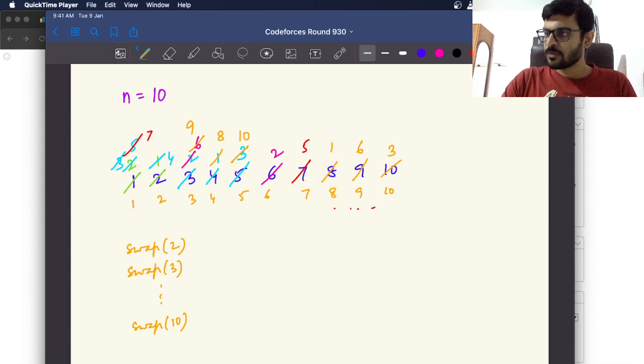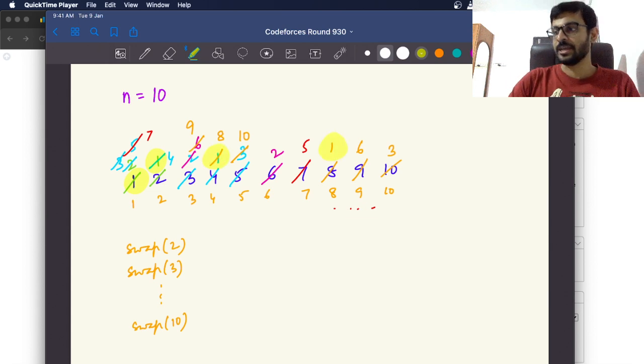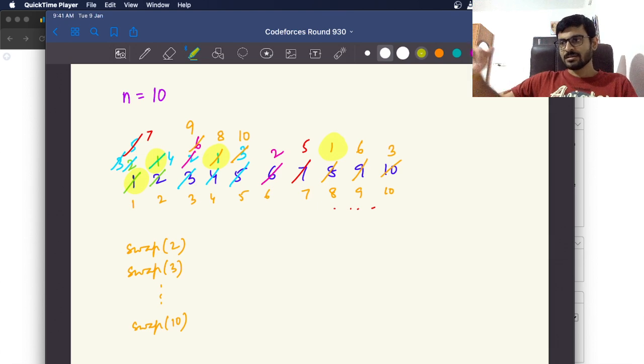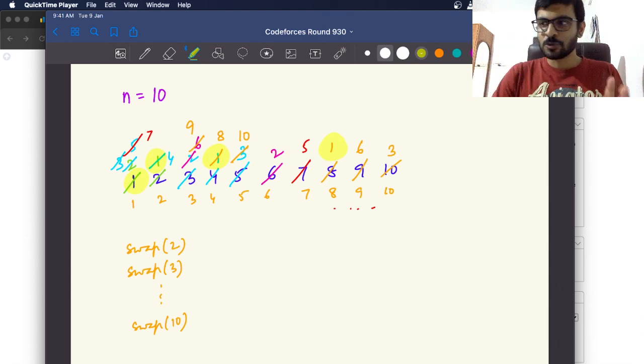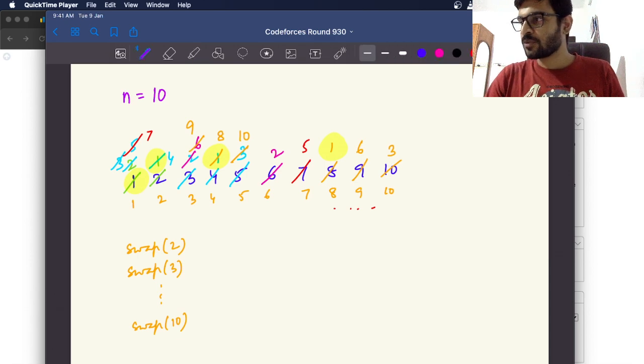And let us see how 1 has come through. 1 was first located over here. Then 1 came to position 2, at index 2. Then 1 came to position 4, or index 4. And then 1 came to position 8. This is the way 1 has gone. Why so? Because first when 2 came, 2 said that yes, I'm going to take whatever is there in 1.